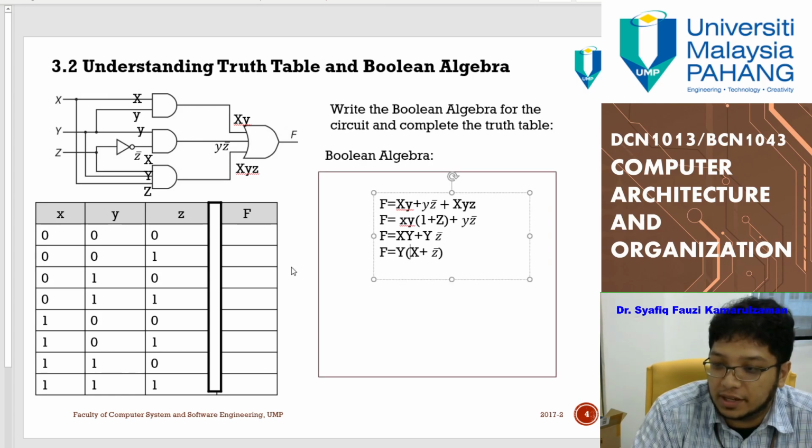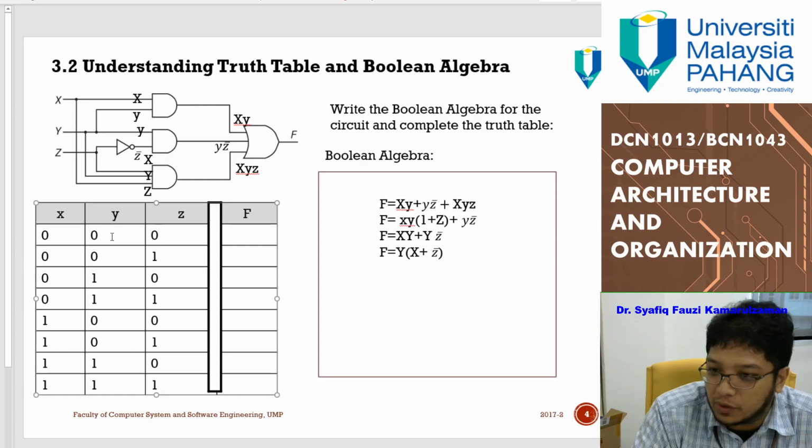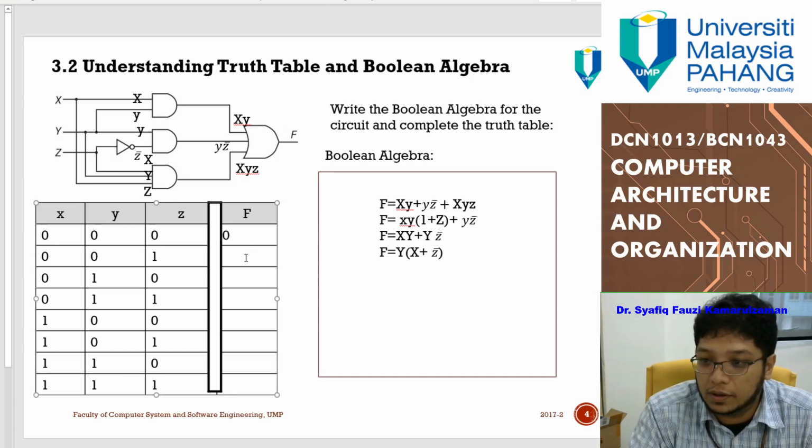So firstly, let's fill in the truth table first. Here F equals Y times X plus Z bar. So if Y equals 0, X equals 0, Z equals 0, every time Y equals 0, the result will be 0. So you just write 0 here, because Y equals 0, the result will always be 0.